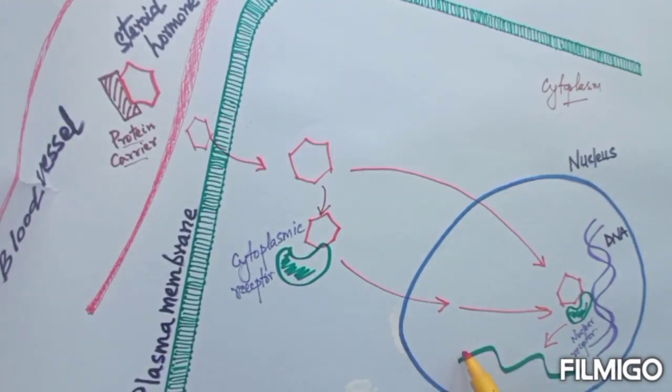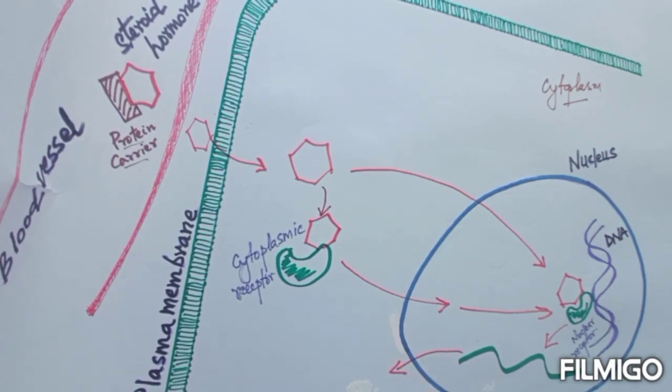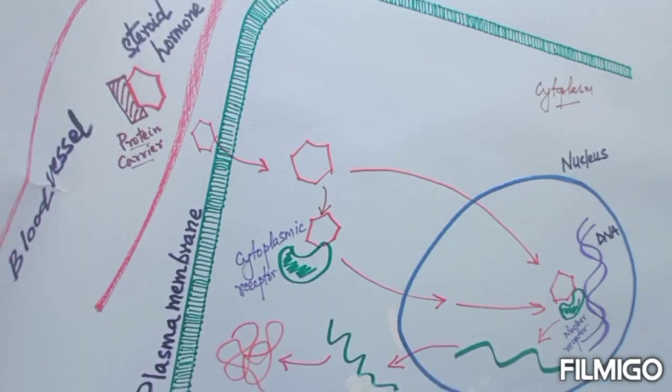mRNA can cross the nuclear membrane to reach the cytosol. Now this is mRNA, and mRNA can give rise to proteins through protein synthesis. So this is the mechanism followed by steroid hormones, and this mechanism is called the mobile receptor mechanism.